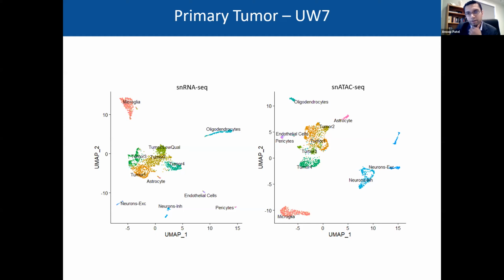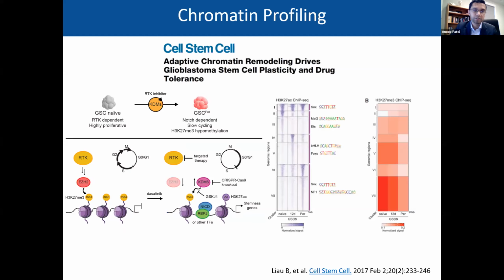And so I had showed Steve some of this data a while back, and he had mentioned that he was developing single-cell CUT&Tag as a way of doing histone mark-specific chromatin profiling. And so we were particularly interested in K27 trimethylation based on some of the previous work that we had done.